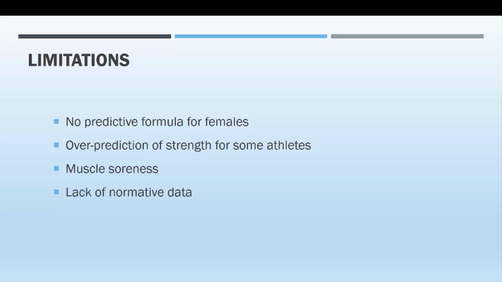Significant limitations for the standard load test include that no predictive formula is presently available for females. This method will also likely overpredict strength for athletes who do a great deal of anaerobic muscular endurance training. Muscle soreness may result following this test, and a major limitation is a lack of normative data.